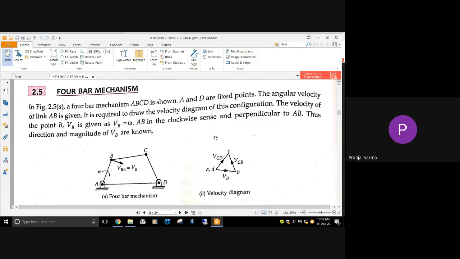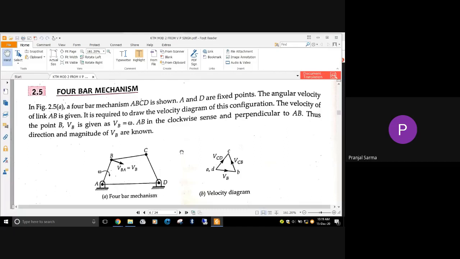So in practice, while solving problems, the values will be given. Whatever the omega value and the link length value are, you will directly utilize them and get a numerical value. After that, you select a proper scale and draw the diagram, and the rest follows in a similar manner. So today we are going to discuss the velocity diagram for the four-bar mechanism. It is a very easy one. Already you have studied the slider crank mechanism, so this should be very easy for you.